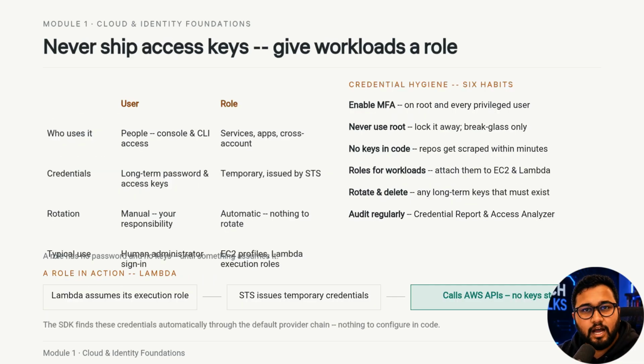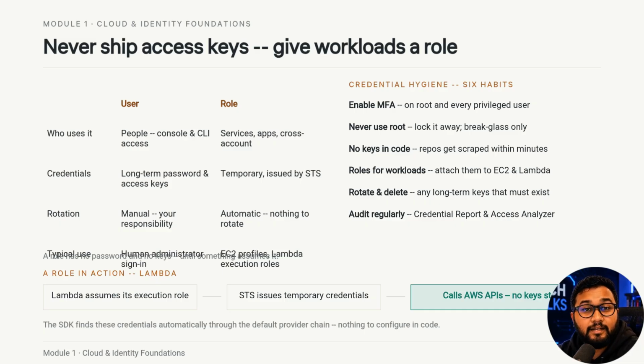Now that we understand how AWS evaluates permissions, there's another critical question every cloud engineer must answer. How should applications authenticate to AWS? Should we embed access keys in code, or is there a better, more secure approach? This is where many real-world security incidents begin, and where AWS IAM roles become one of the most important services you'll ever learn. One of the fastest ways to compromise an AWS account is by exposing long-term access keys.